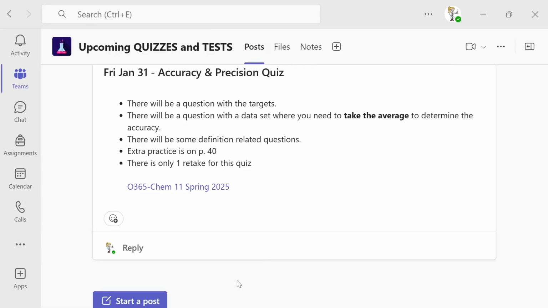It says there will be a question with the targets. There will be a question with a data set where you need to take the average to determine the accuracy. There will be some definition-related questions. Extra practice is on page 40. There is only one retake for this quiz. Okay? So you can get a little extra information here.